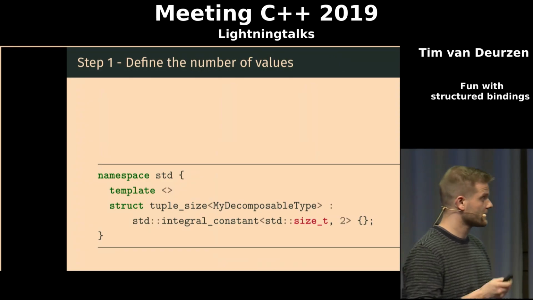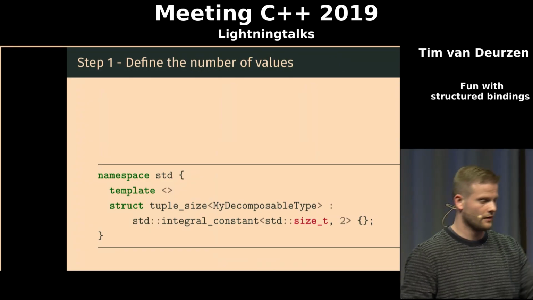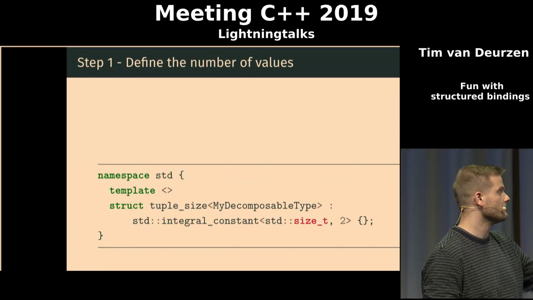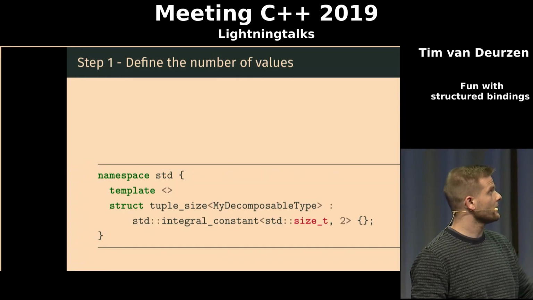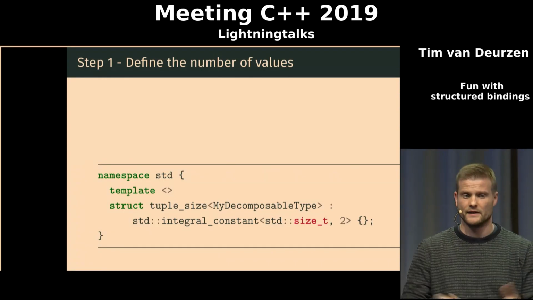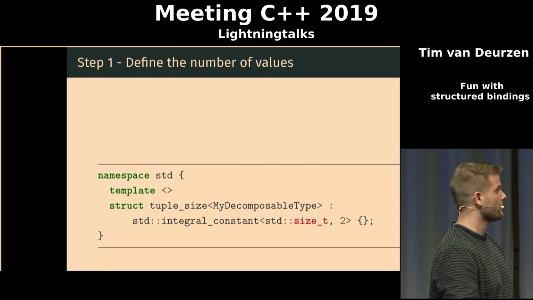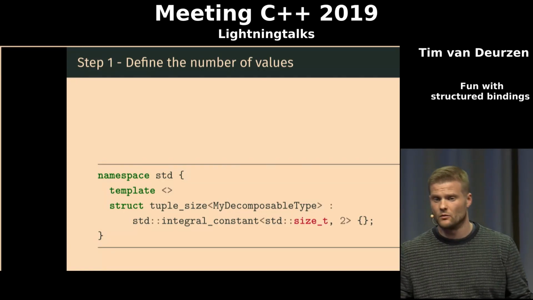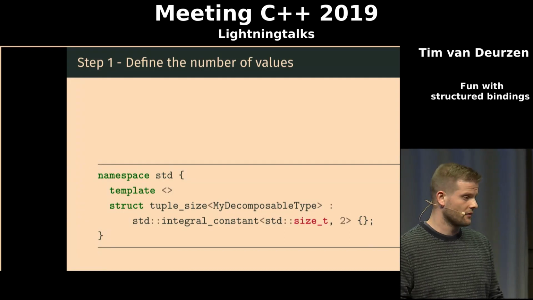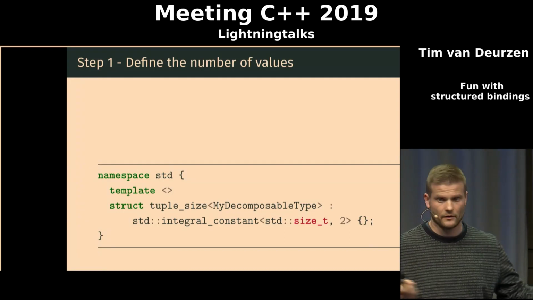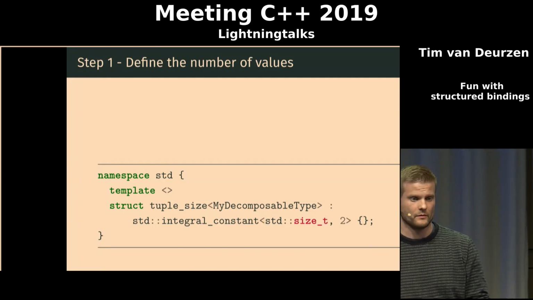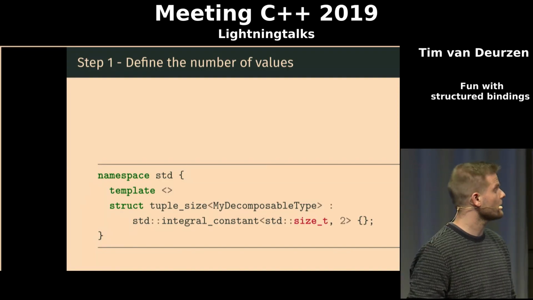So let's actually start with implementing them for our type, my decomposable type. We first tell the compiler how many values we actually decompose into. So here I have 2, but we could of course compute this at compile time using a constexpr function or some other value we get from somewhere else, like using traits, for example.